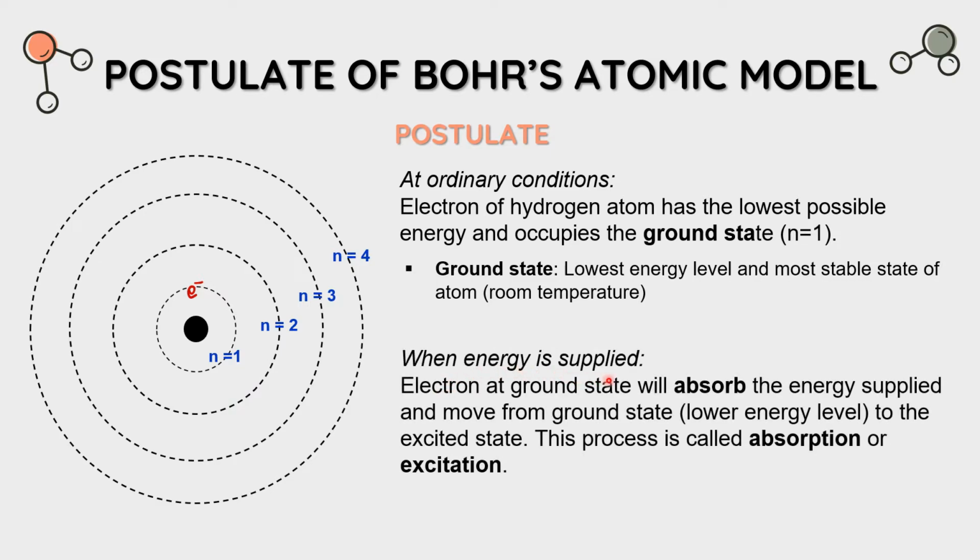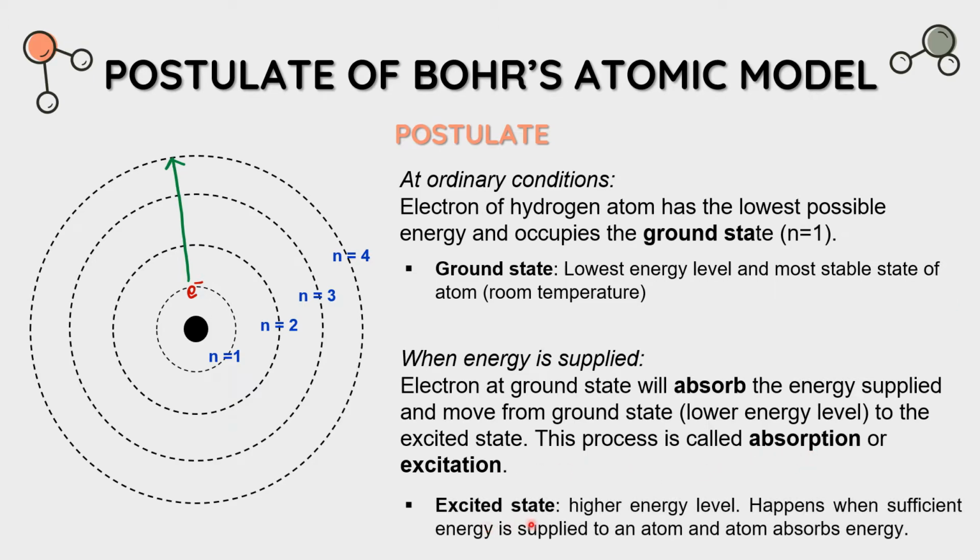When energy is supplied, the electron at the ground state will absorb the energy supplied and move from the ground state, which is the lower energy level, to the excited state. So this is the ground state, that is the lower energy level. After this electron has absorbed a certain amount of energy, it will get excited to this higher energy level. And this higher energy level is also known as the excited state. This process is called the absorption or excitation process.